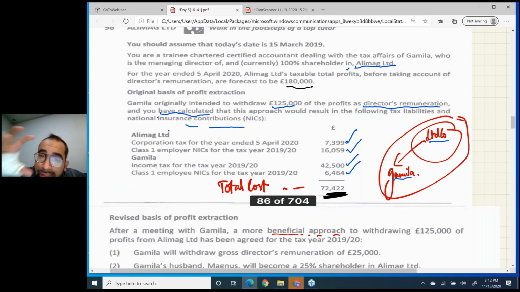Finally, all costs belong to Jamila, right? There are no other shareholders for this company. It is wholly Jamila's business, right? So the total cost in this first scenario is 72422. These things are ready made, given in the question.